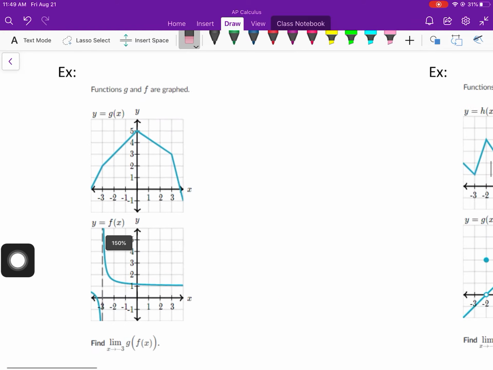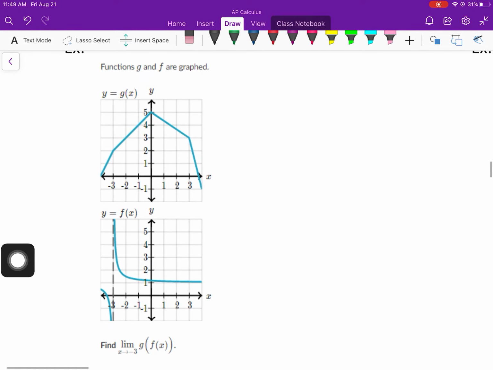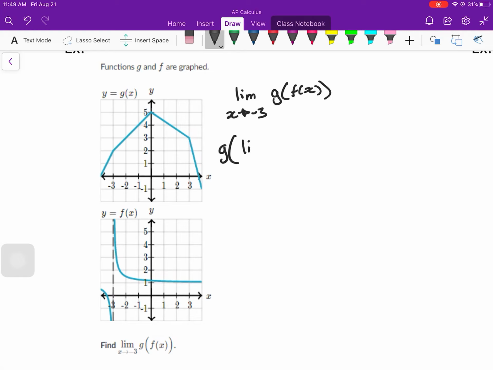There's another one similar to that for you to try. The limit as x approaches -3 of g of f of x. Once again, I'm going to rewrite this with the outer function: it's going to be g of the limit as x approaches -3 of f of x. So let's start with the limit as x approaches -3 of f of x. That's right here. Well, hey, that doesn't exist. We can't come up with a limit for f of x. So here we're just going to say it does not exist.